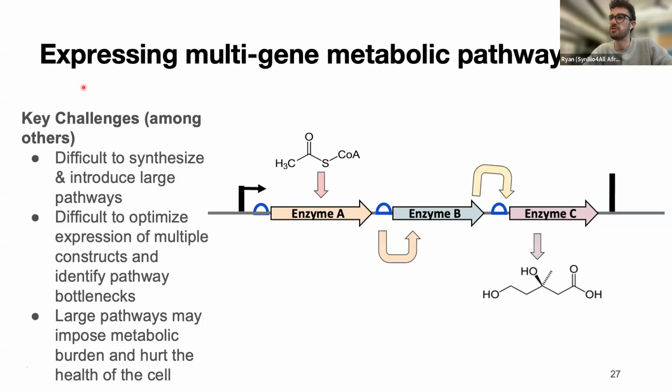Okay. So what are some of the key challenges for building a multi-step, multi-enzyme metabolic pathway? One is that it's difficult to synthesize these pathways, so to get the DNA sequences and to introduce these sequences into a plasmid. Maybe this is something that ICE will talk about in a future class, but how can you take large pieces of DNA or separate pieces of DNA and put them into a plasmid? It's also hard to optimize the expression of multiple constructs and identify pathway bottlenecks. This can be difficult, but there are computational tools here that can be helpful.